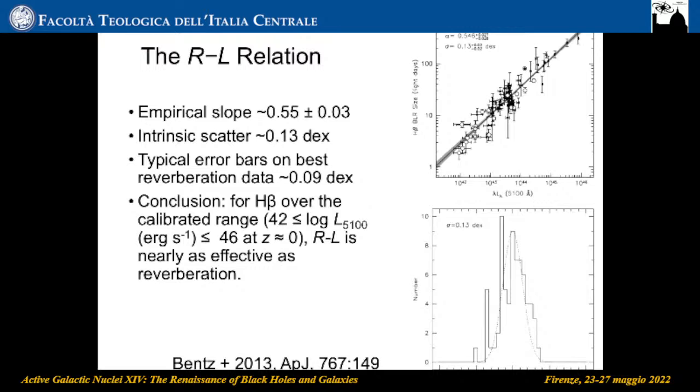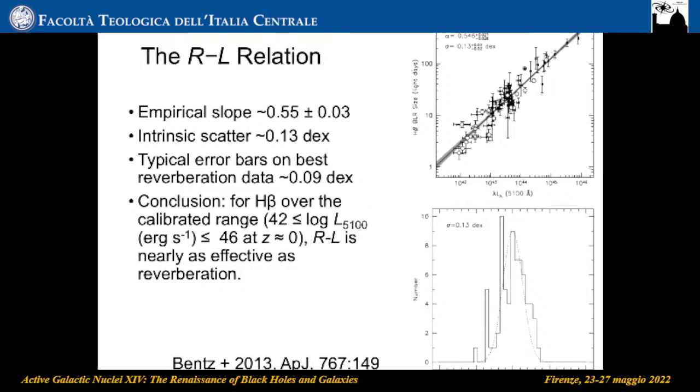But there is a not very straightforward issue to deal with: from this continuum luminosity we have to subtract the contribution of the host galaxy of the AGN. So it's not a very straightforward way to do that. In principle, we would need HST imaging, so high resolution imaging, so that we can take into account also the starlight contribution of the host of the AGN.